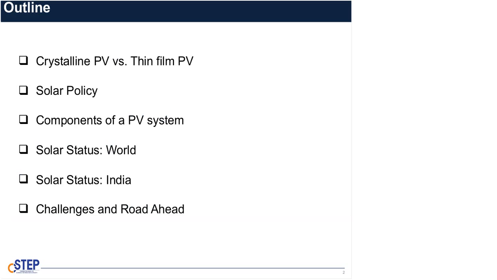So here is the scheme of the presentation. Beginning with the distinguishing features of the crystalline PV and the thin film PV, I will be taking an overview of the solar policy in India and what are the components that go into the manufacturing of the solar PV module and the total solar plant installations, what is the status, and the next slides will deal with a quick comparison of India's production and installed capacity with the world. And finally, we will be discussing the challenges faced by the Indian solar manufacturers and the road ahead.